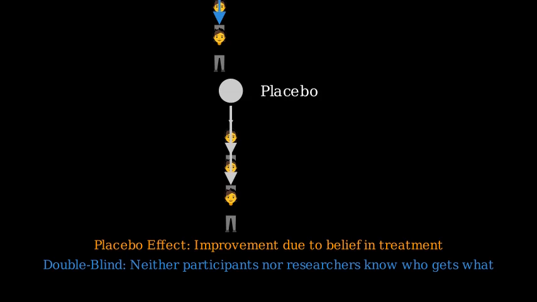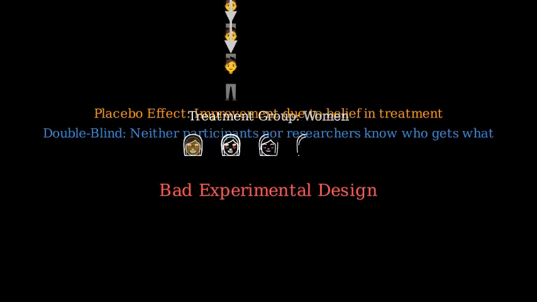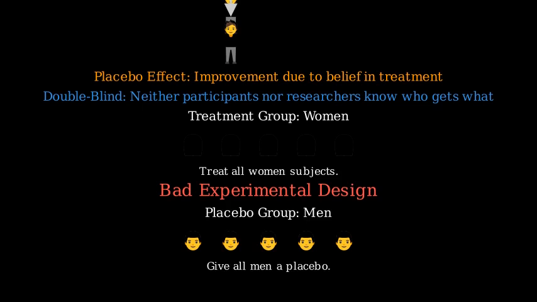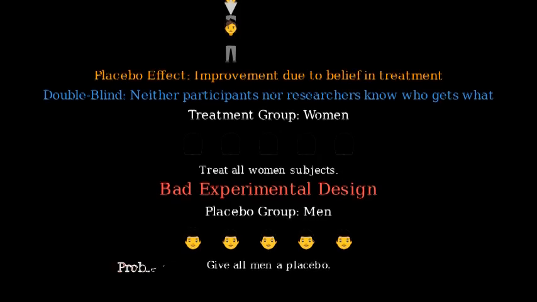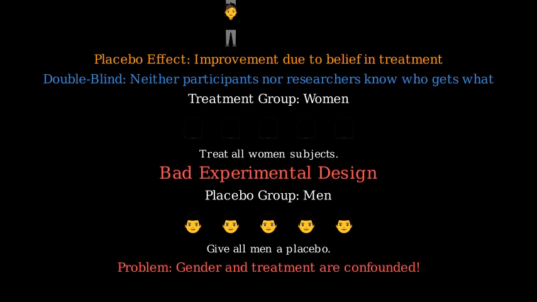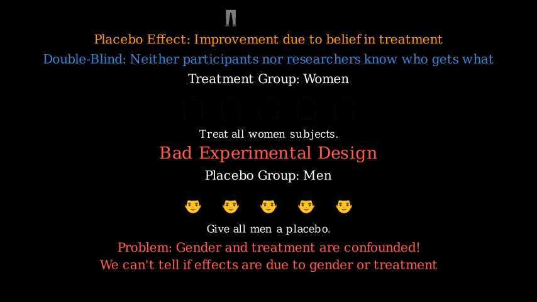Let's examine different experimental designs, starting with a problematic approach. Here's an example of a bad experimental design. In this case, all women receive the treatment, while all men receive the placebo. The major problem with this design is that gender and treatment are completely confounded. If we observe any difference between the groups, we won't know if it's due to the treatment or simply due to gender differences. This makes it impossible to draw valid conclusions about the treatment's effectiveness.